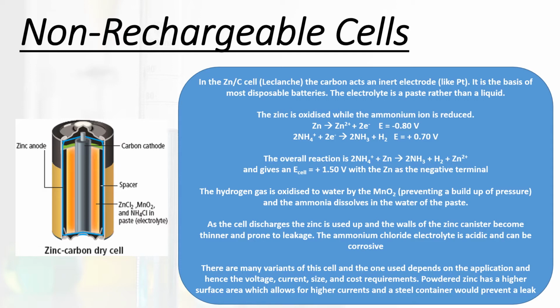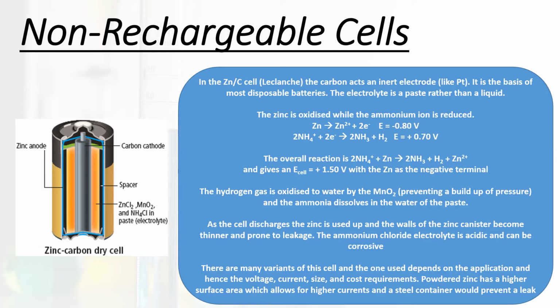And so if we combine these two redox equations together, we get our overall reaction as being the ammonium ions plus zinc to produce ammonia, hydrogen, and Zn2+. And it gives it a cell potential of 1.5 volts with the zinc as the negative terminal.